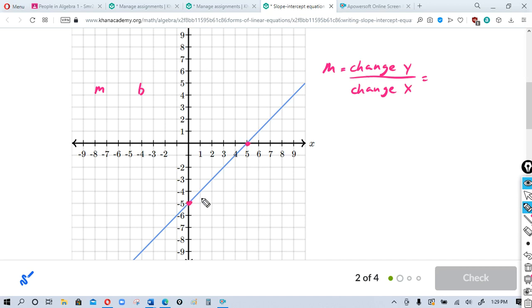Let's count the change in y. 1, 2, 3, 4, 5. We went up 5, so that's a positive 5. Now for the change in x, 1, 2, 3, 4, 5. We went right 5, so that's a positive 5. And 5 over 5 is just 1.